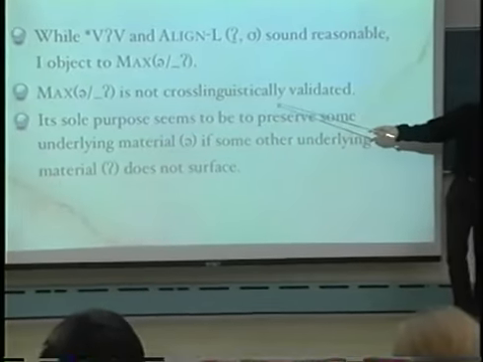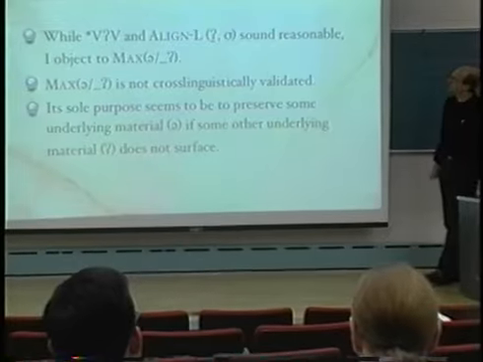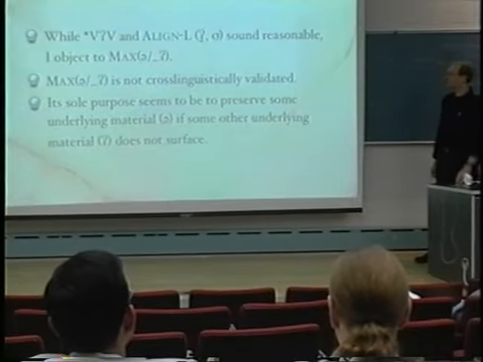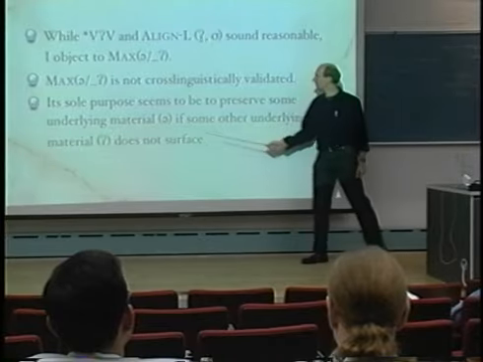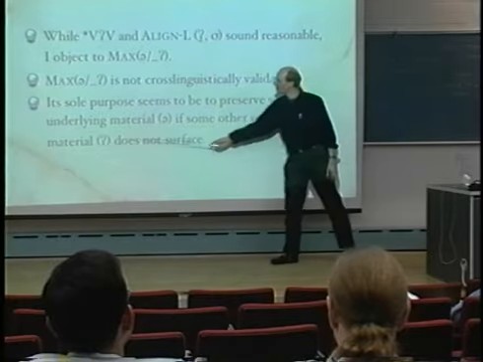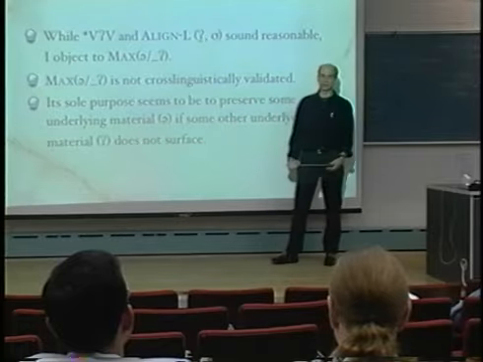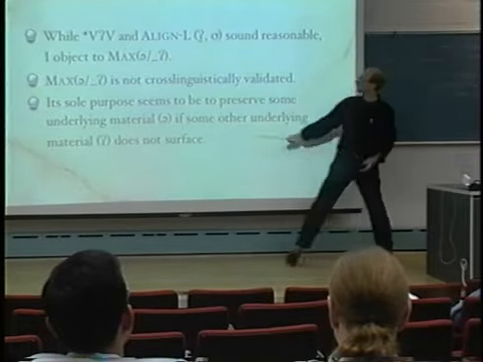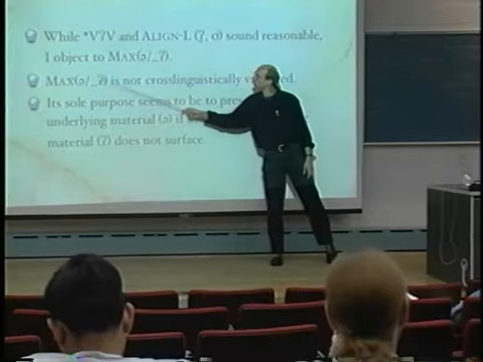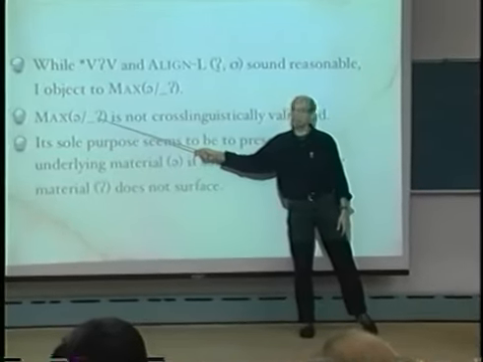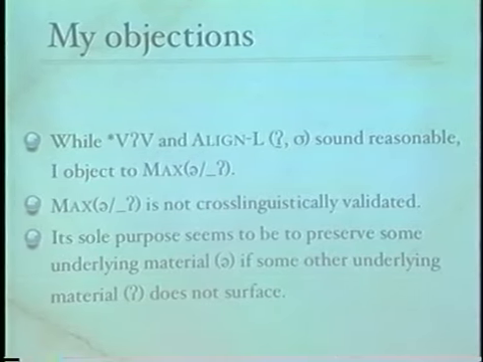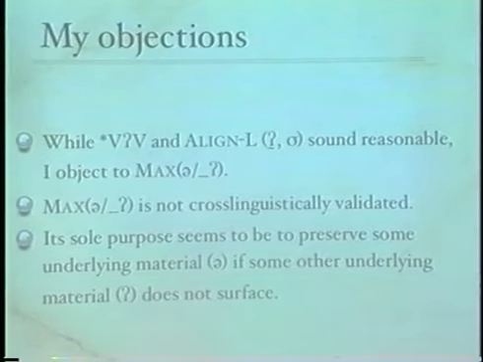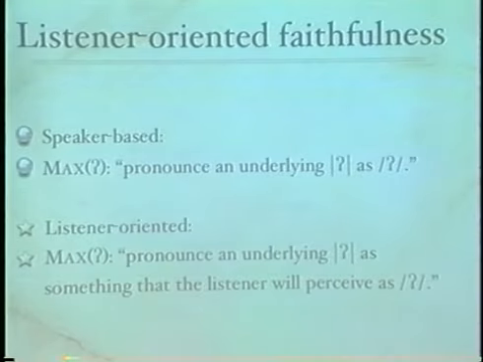We don't see it in any other language. Constraints are supposed to be a bit universal, so it's not cross-linguistically validated. And its sole purpose seems to be to preserve some underlying material, schwa, if some other underlying material, that's the glottal stop, doesn't surface, because you say une hausse. This constraint has to work on underlying glottal stops. The glottal stop is not present in the output. So it has a sole purpose, and it doesn't look as if it has that purpose. So I think it's wrong.